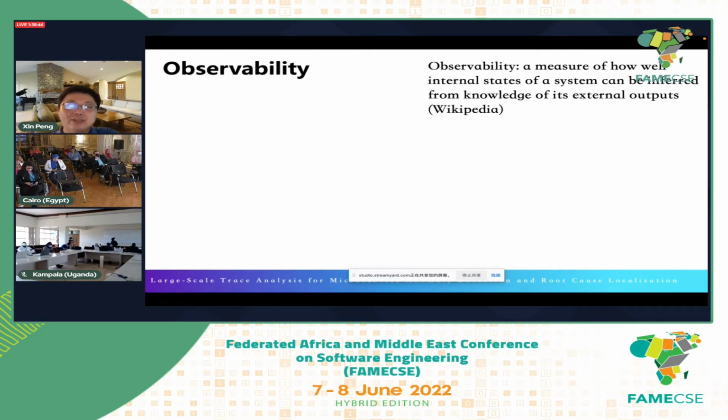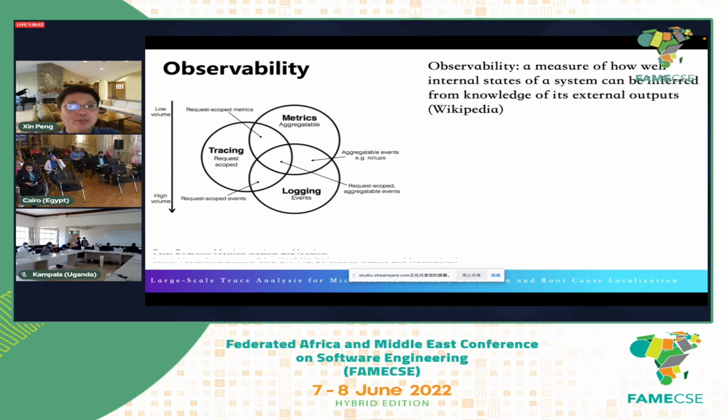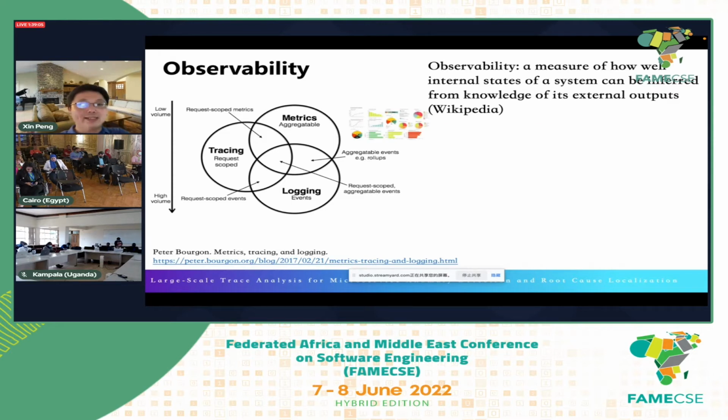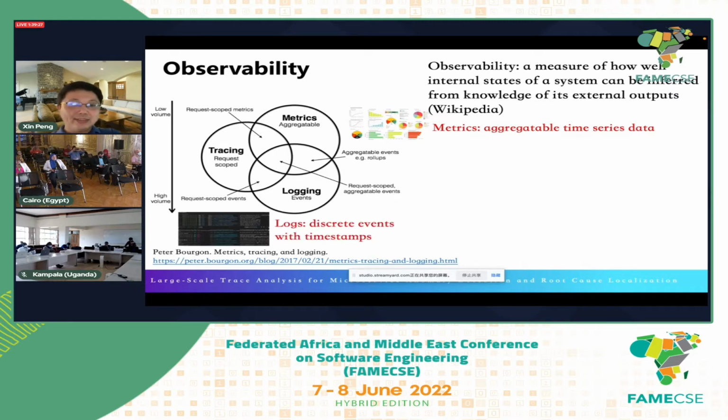Observability means a measure of how well the internal states of a system can be inferred from knowledge of its external outputs. It is generally believed that for distributed systems, the three most important pillars of observability are metrics, logging, and tracing. Metrics are a kind of aggregatable time series data. For example, we can monitor CPU consumption and memory consumption. We can monitor the failure rate of some service or interfaces. So they are metrics. Logs are a kind of discrete events with timestamps.